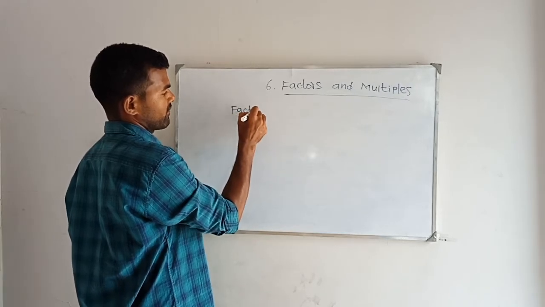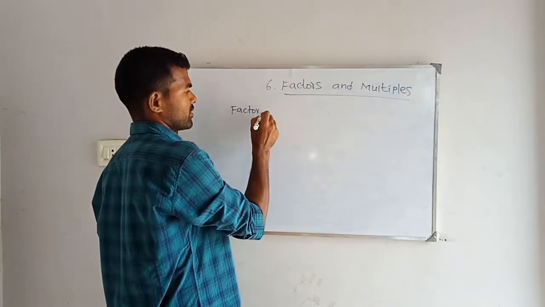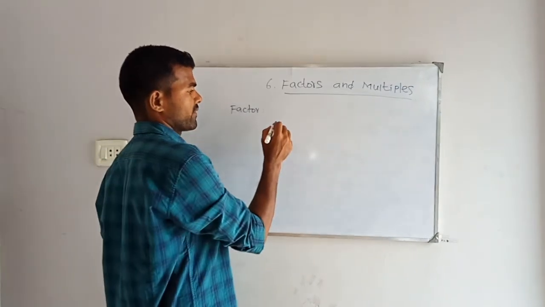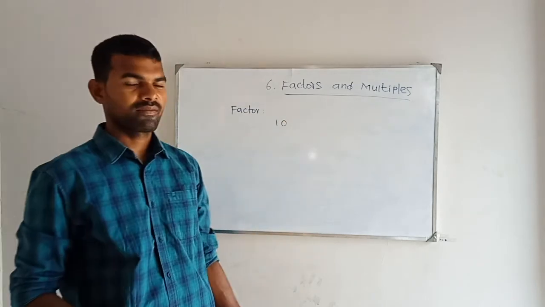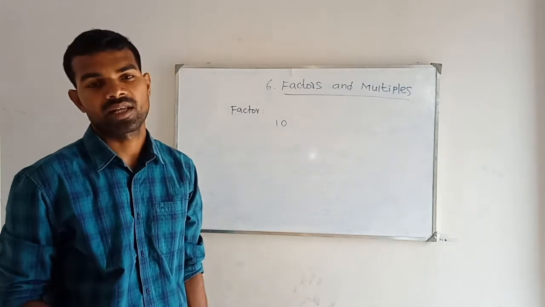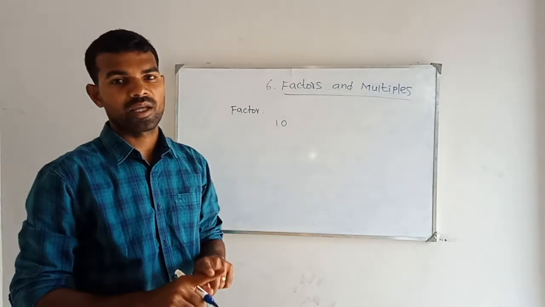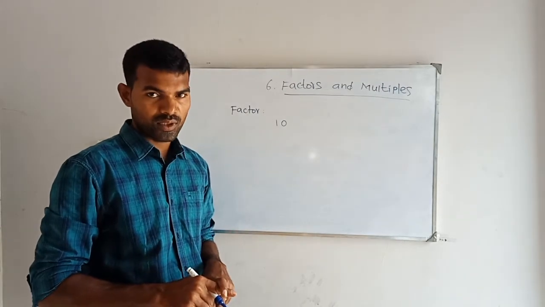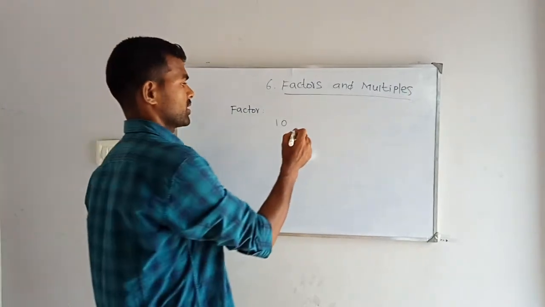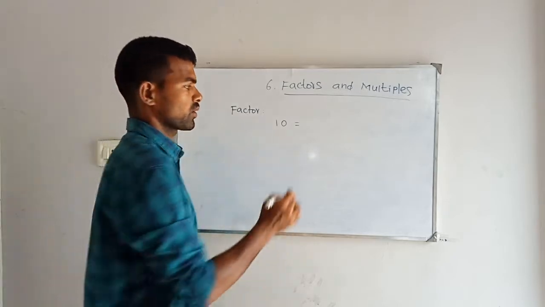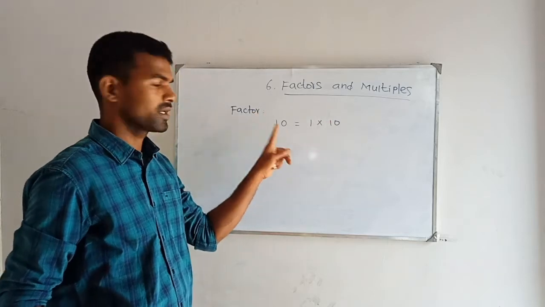What is the meaning of factor? The meaning of factor is, when there is any number. Let us see the number is 10 here. Okay, what are the factors of 10? That means when we multiply any two numbers, we will get the number 10. Now what are the numbers? That means we will get, like, 1 multiplied by 10 is 10.